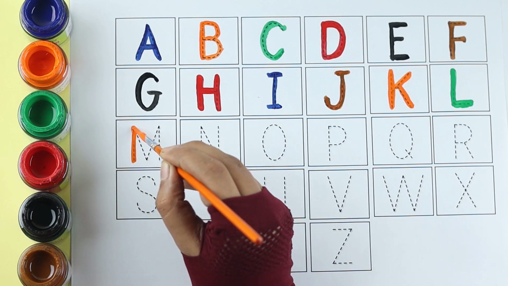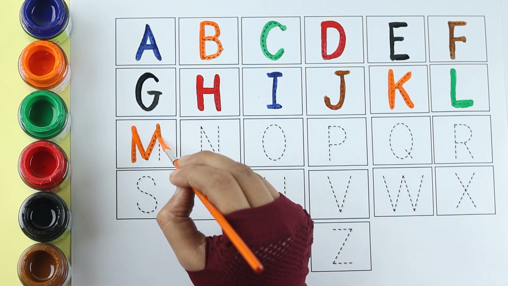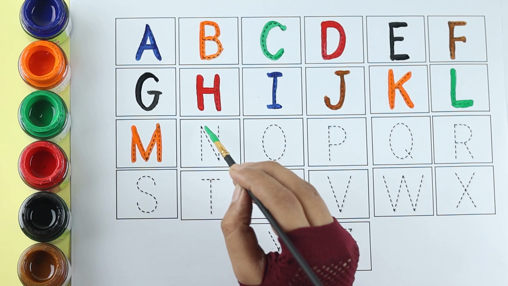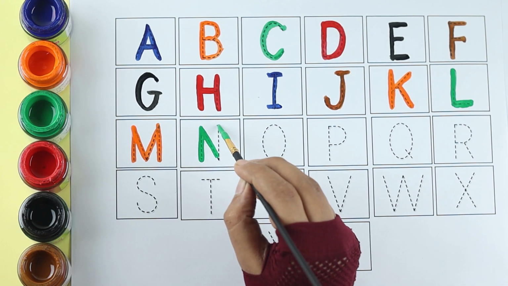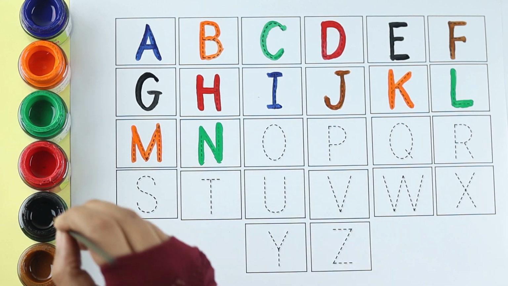M for monkey. Green color. N for nest. Black color.